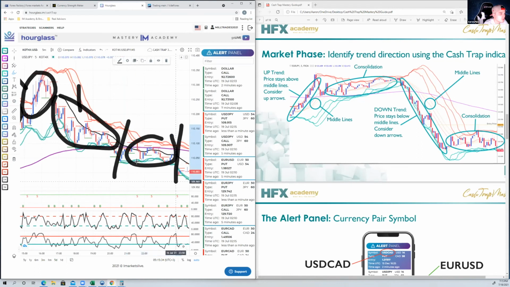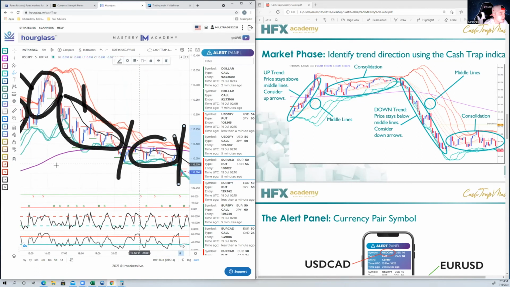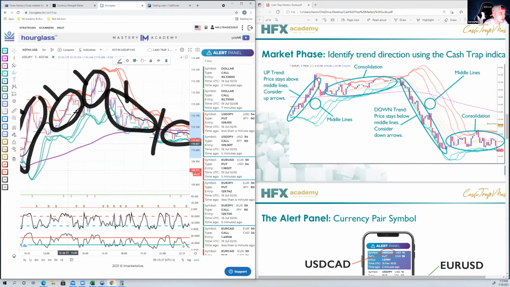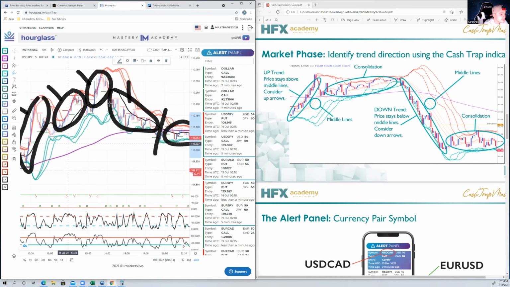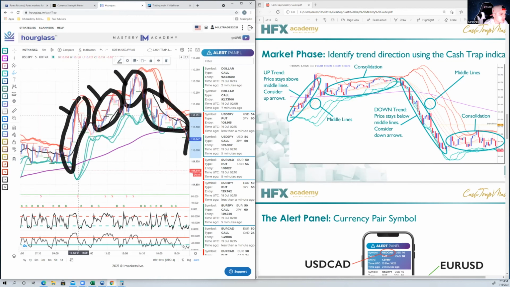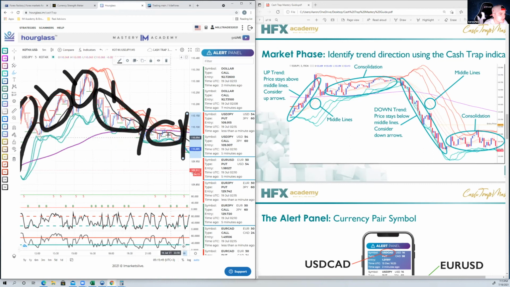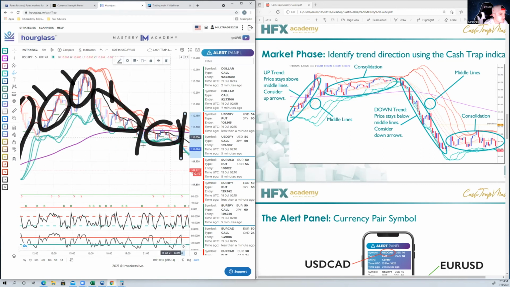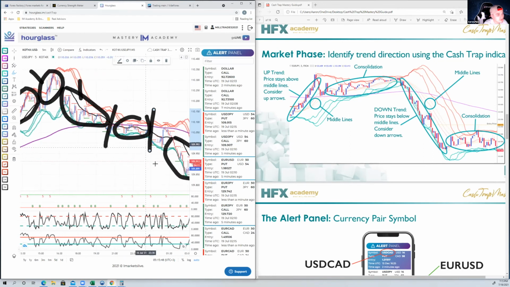Okay. So if I pull this back, uptrend, looking for up arrows only. Downtrend, only looking for down arrows at resistance. Consolidation, up and down arrows. Downtrend, only down arrows.